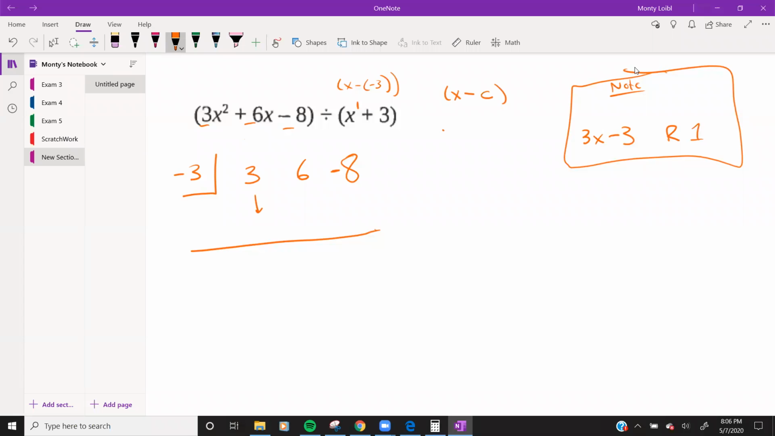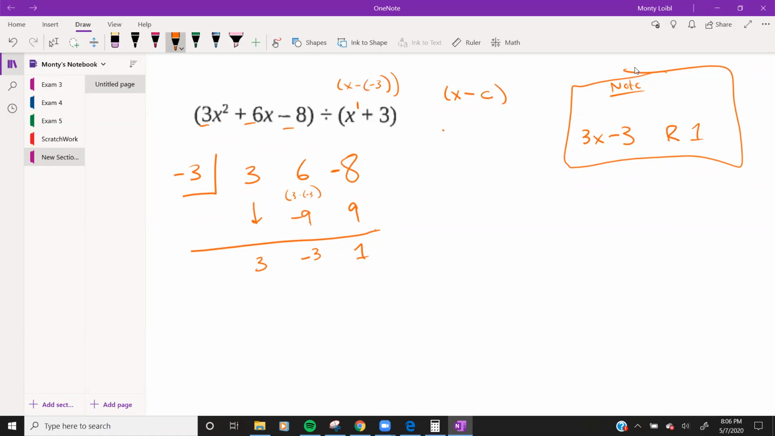Okay, so again, synthetic division, we're going to drop this 3 down here. So we get 3, and then we multiply 3 times negative 3. That's going to give you a negative 9. Add 6 and negative 9, and it's going to give you a negative 3. So now multiply negative 3 times negative 3. It's going to give you a positive 9. So negative 8 plus 9 is positive 1. Okay, and now we're out of terms.